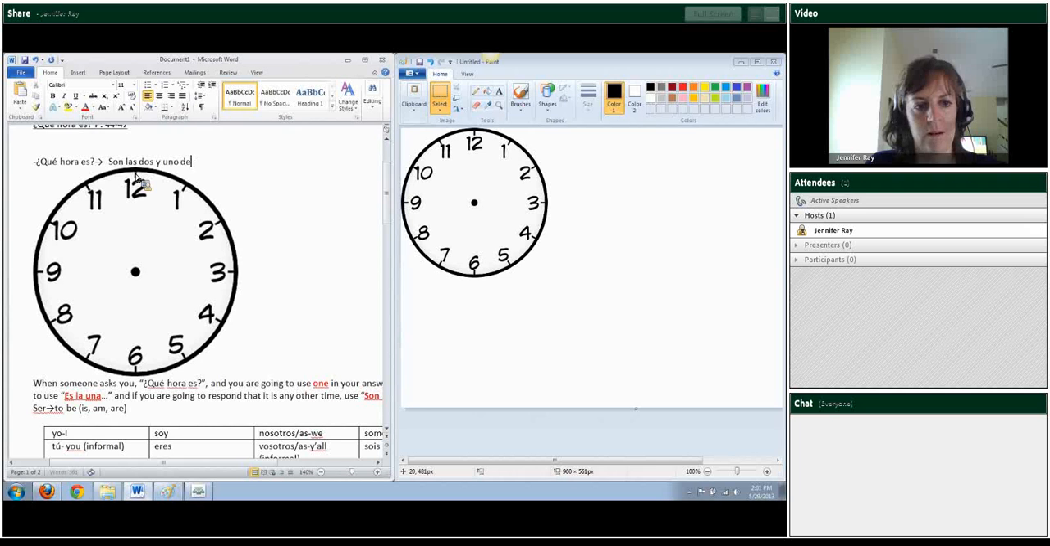2:01 de la tarde, which is essentially 2:01 p.m. So when someone asks you ¿Qué hora es? When they ask you this little question right here, what they're asking you is what time is it? So you're going to look at your watch, you're going to look at your phone, you're going to look at the bottom of your computer screen, and you're going to tell somebody exactly what you see.